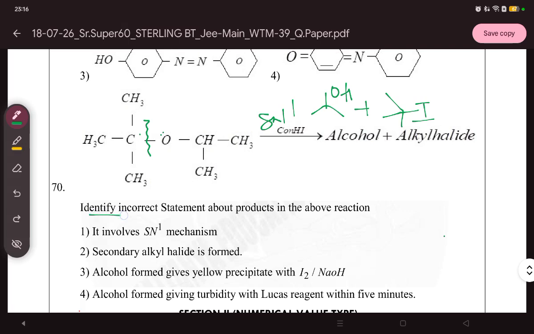Identify the incorrect statement. Due to the tertiary carbon, it follows the SN1 mechanism. It is a tertiary alkyl halide, not a secondary alkyl halide, so it is the wrong option.